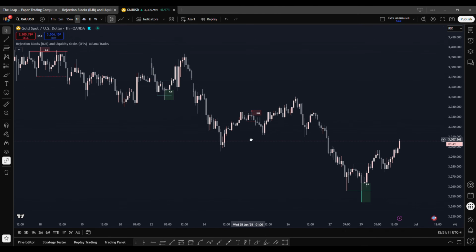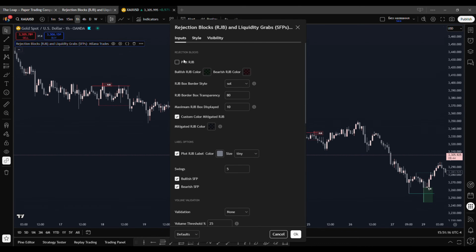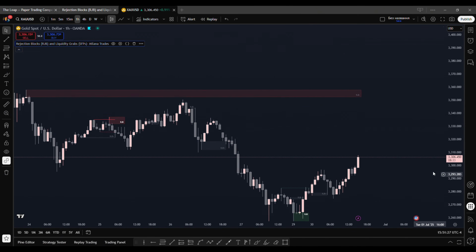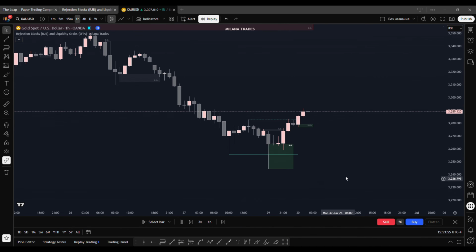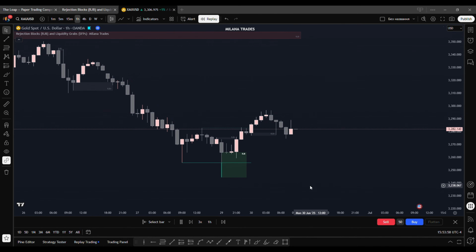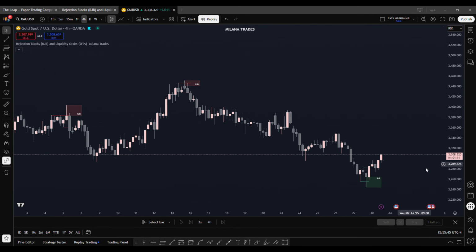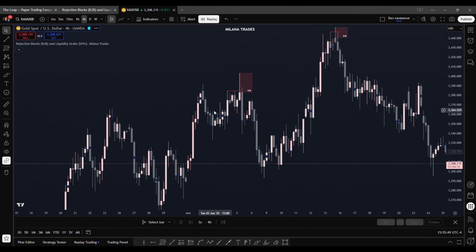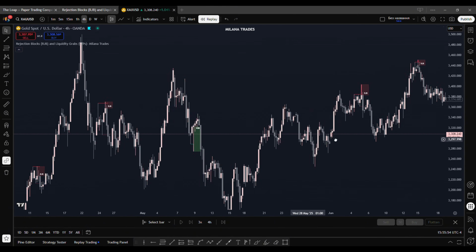So, to make it easier to spot this concept on the chart, I have created a custom indicator. It highlights two types of rejection blocks, regular ones and those that form after a liquidity grab. When price sweeps a high or low, takes out liquidity and then quickly rejects, this wick becomes a key zone. The indicator marks it as a rejection block, showing where smart money stepped in after the sweep. These zones are much more powerful than standard ones. Personally, I mostly focus on these liquidity-based rejection blocks, because they give a cleaner reaction and more reliable setups.